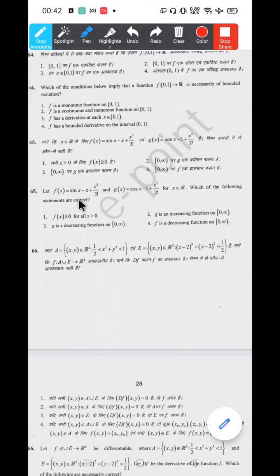F of x equal to sin x minus x plus x cube upon 3 factorial and g of x equal to this. Which of the following statements is correct? First one is saying f of x is always, g is increasing, g is decreasing, f is decreasing. So for increasing or decreasing we should find the derivative, but first thing is that if I take x positive then the function is always going to be positive. Let us see that.